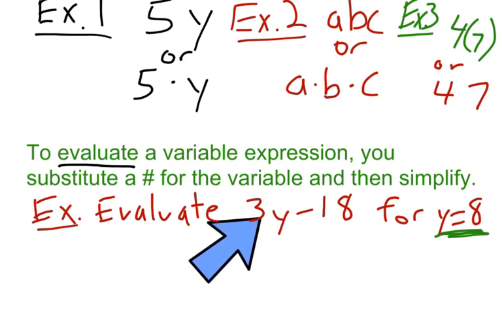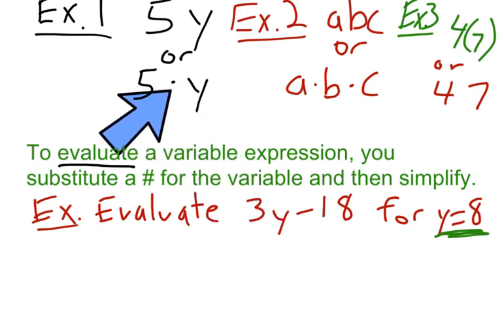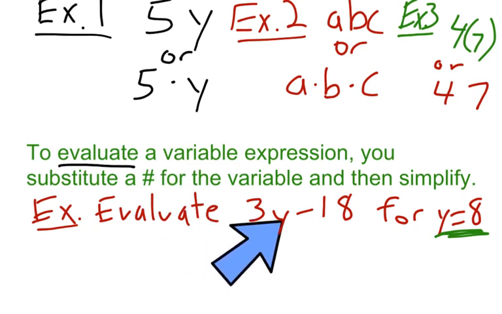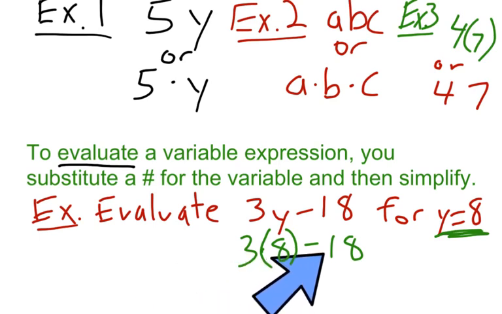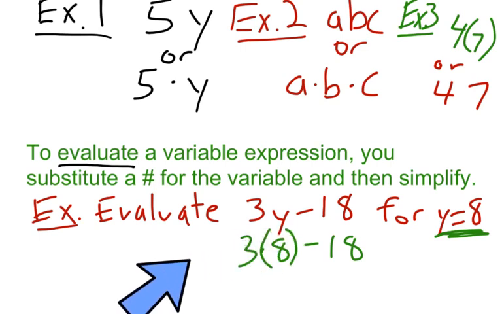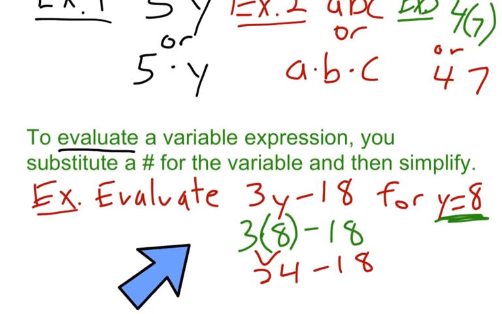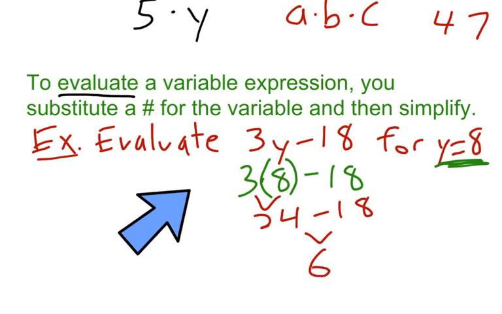But what did we learn above? If you have a number and a letter, that means to multiply. So this really means 3 times y, or in this case, 3 times 8. I can show that with parentheses, or I can just write 3 times 8. They mean the same thing. 3 times 8 minus 18. So now I'm still going to use order of operations. Do I multiply first, or do I subtract first? And remember, multiply comes first. So 3 times 8 is going to be 24 minus 18. And 24 minus 18 is just 6.